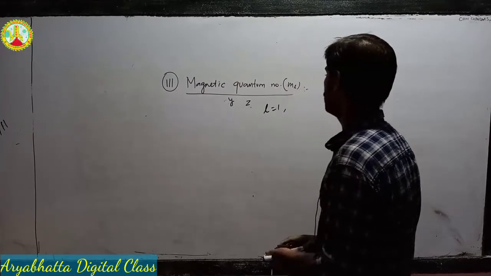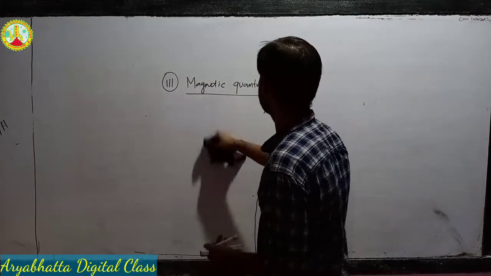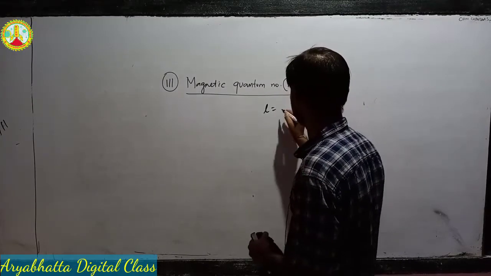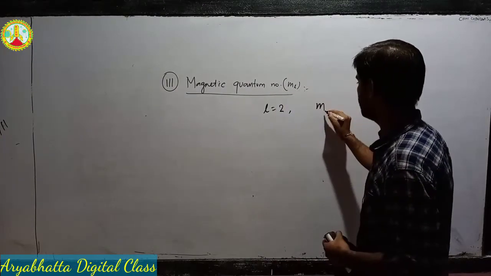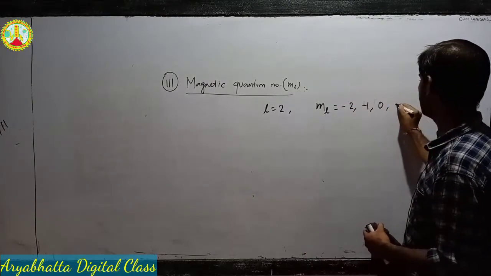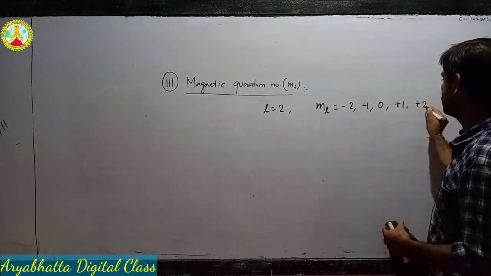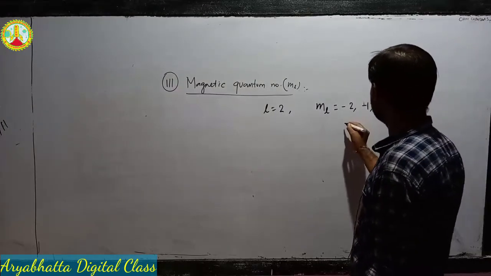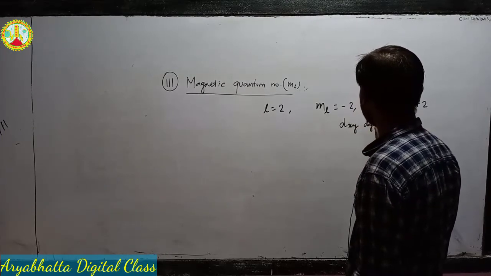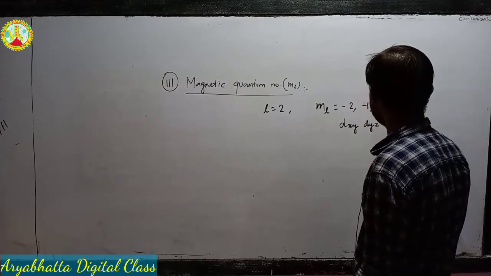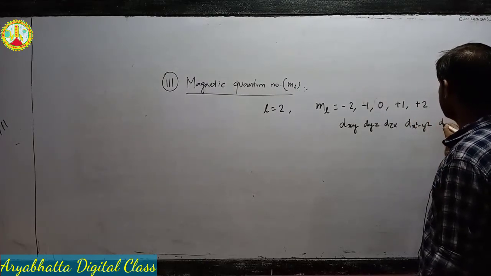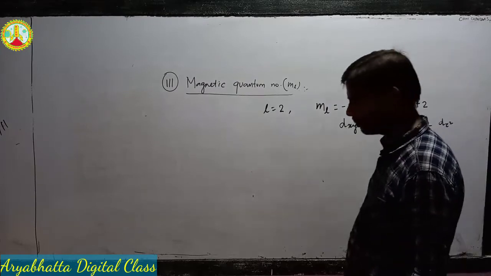So in d orbital, the value of l is 2. So the value of ml will be what? -2, -1, 0, +1 and +2. That means we have 5 values, and it corresponds to dxy, dyz, dzx, dx square minus y square and dz square. I will tell you what these are.